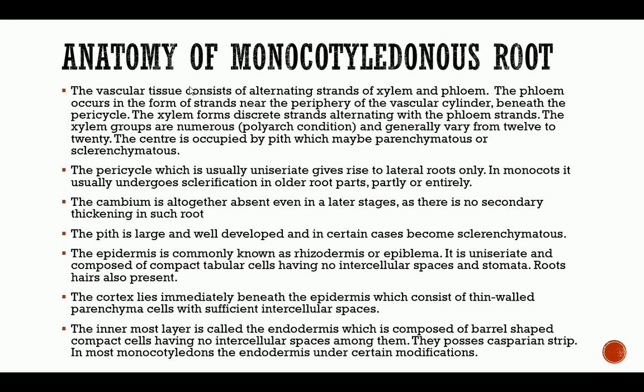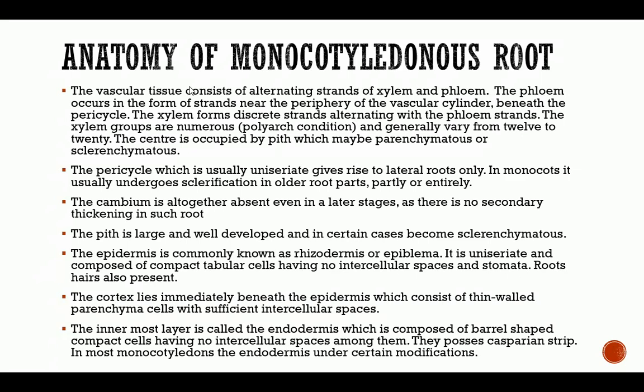The center is occupied by pith, which may be parenchymatous or sclerenchymatous. The pericycle, which is usually unicellular, gives rise to lateral roots also in the monocot. In monocot, it usually undergoes sclerification in older root parts, partly or entirely. The cambium is altogether absent even in the later stages, as there is no secondary thickening in such roots. Now, one of the characteristic differences between the monocot and the dicot is that the monocot does not undergo secondary thickening. The monocot roots or stems do not undergo secondary thickening like the dicot usually do.